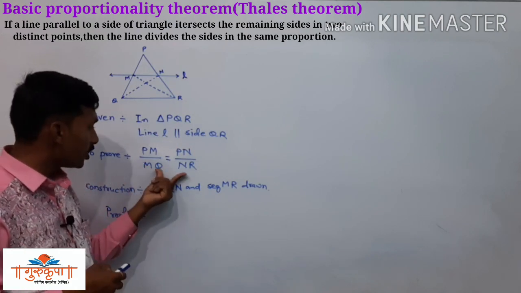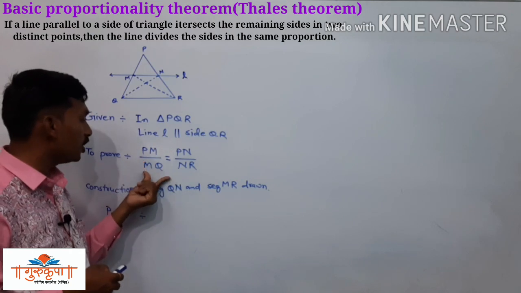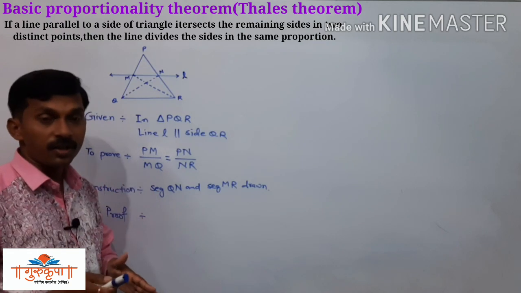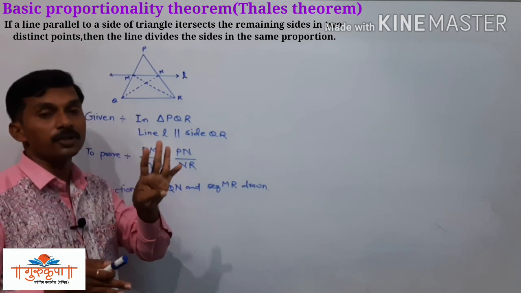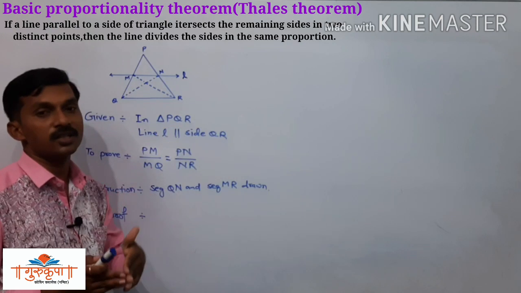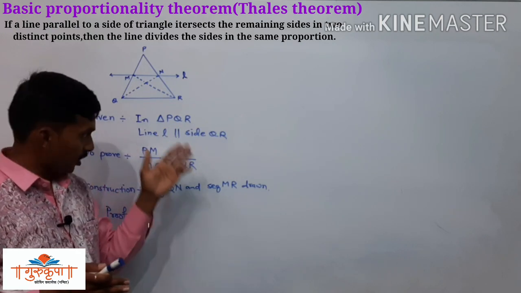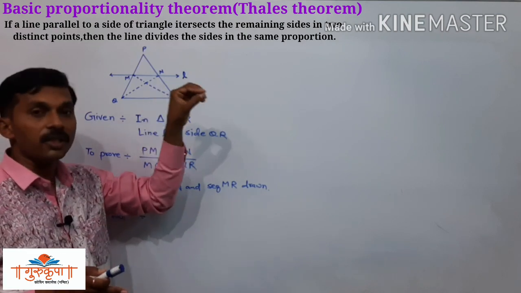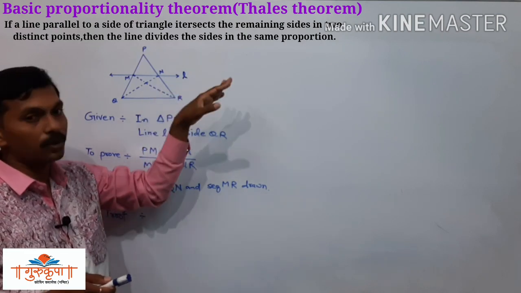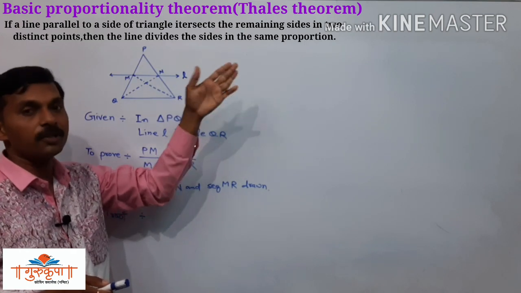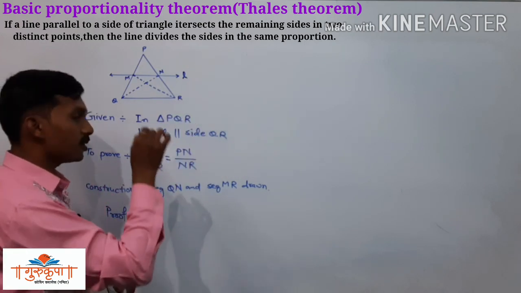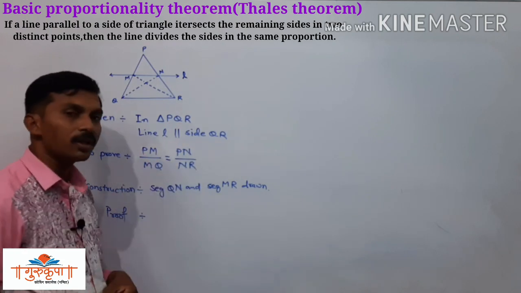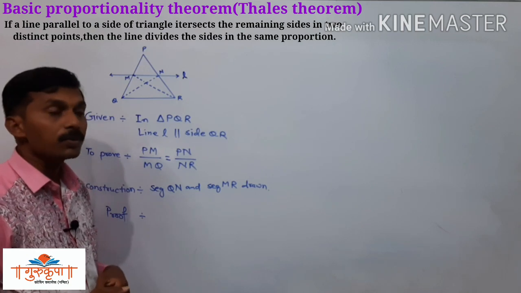So how to get this proof, how to prove that PM upon MQ is equal to PN upon NR. Now in this lesson, before practice set 1.1, we studied the four properties which are related with the ratio of the areas of the two triangles. And here we have to use the same properties to prove that PM upon QM is equal to PN upon RN. Now how to use those properties?